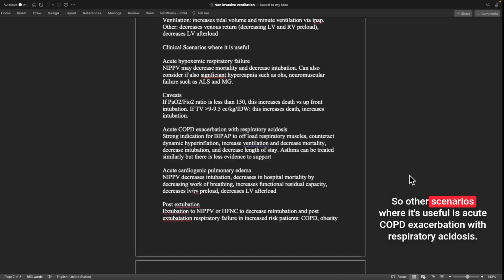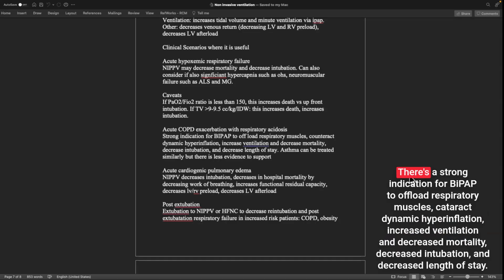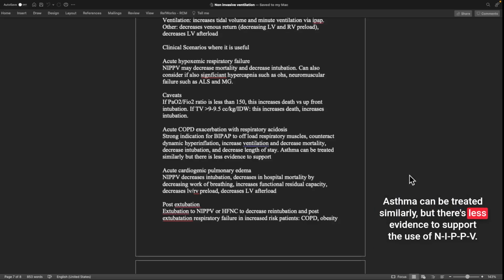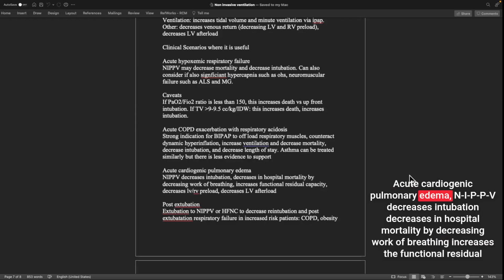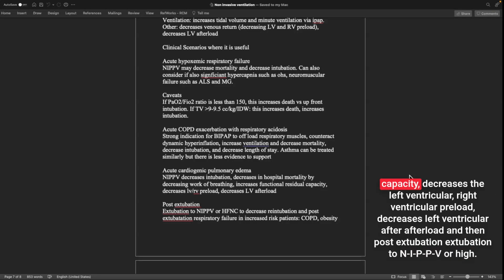Other scenarios where it's useful is acute COPD exacerbation with respiratory acidosis. There's a strong indication for BiPAP to offload respiratory muscles, counteract dynamic hyperinflation, increase ventilation, and decrease mortality, decrease intubation and decrease length of stay. Asthma can be treated similarly, but there's less evidence to support the use of NIPPV. In acute cardiogenic pulmonary edema, NIPPV decreases intubation and decreases in-hospital mortality by decreasing work of breathing, increasing the functional residual capacity, decreasing the left ventricular and right ventricular preload, and decreasing left ventricular afterload.